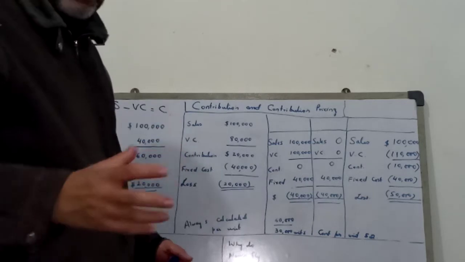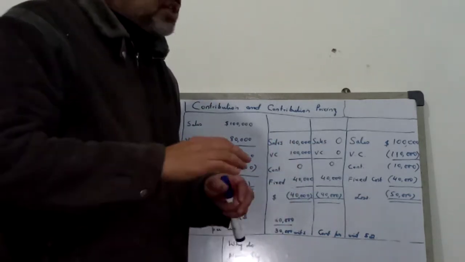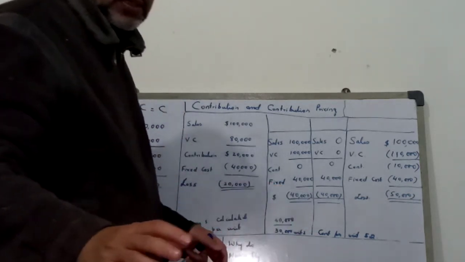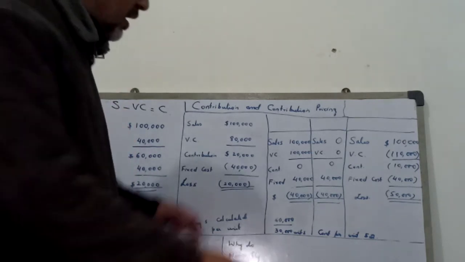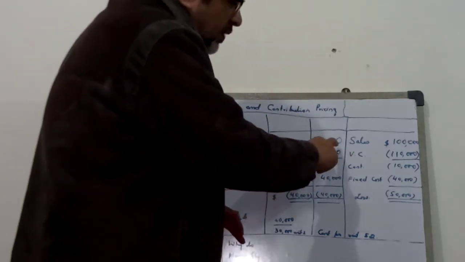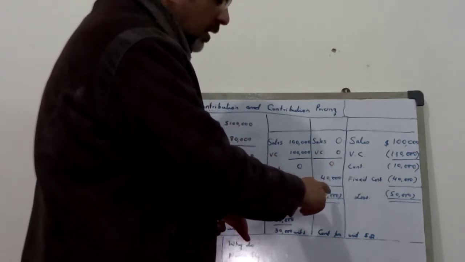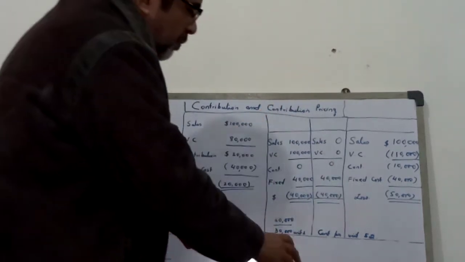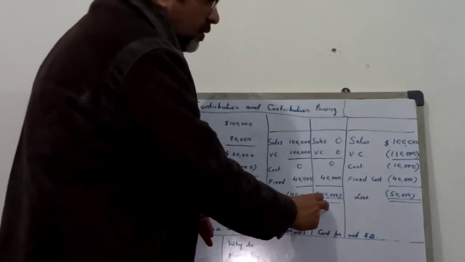So now once your contribution is zero, you have reached what is called the shutdown point. Continue production or don't continue production, you will still make a loss of 40,000. Let's say this firm decides not to produce. It shuts down. Then what's going to happen? Sales will be zero, variable cost will be zero, contribution will be zero, but you still have to pay the fixed cost. So this is the shutdown position. You are indifferent. Whether you are making the product, still the loss is 40,000. Whether not making the product, still the loss is 40,000.